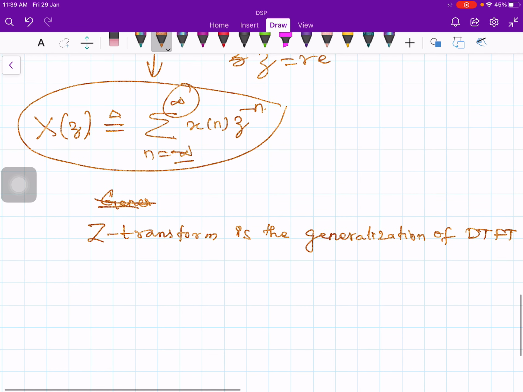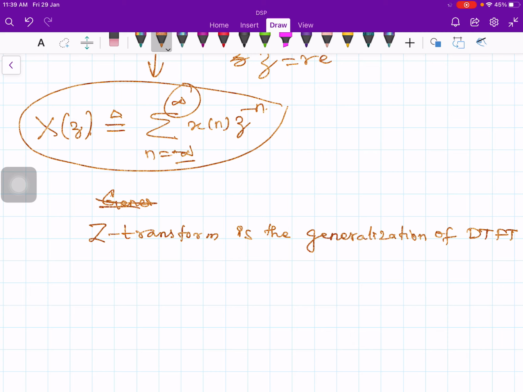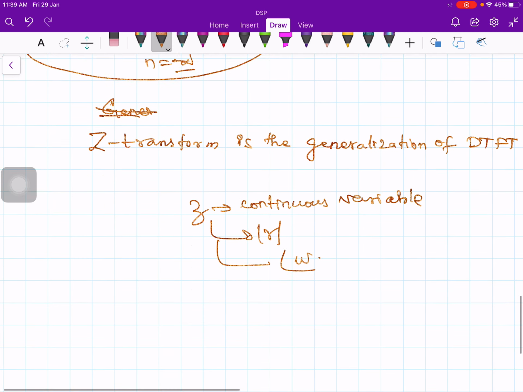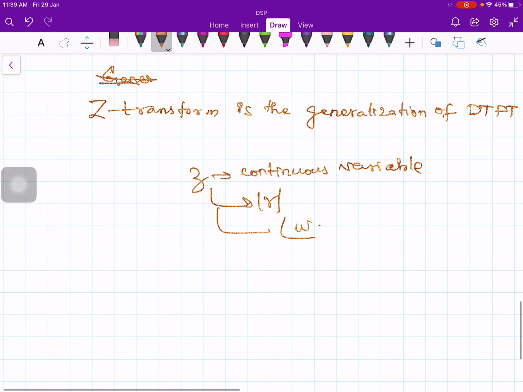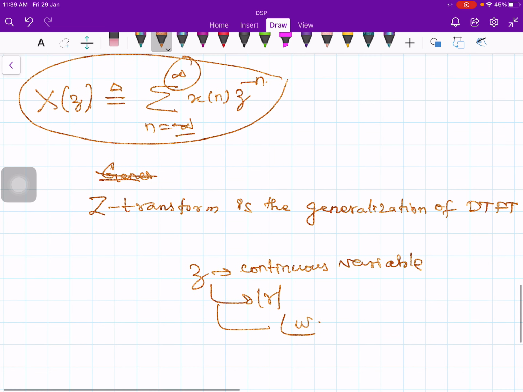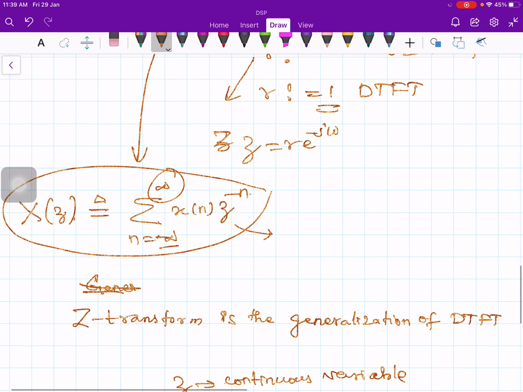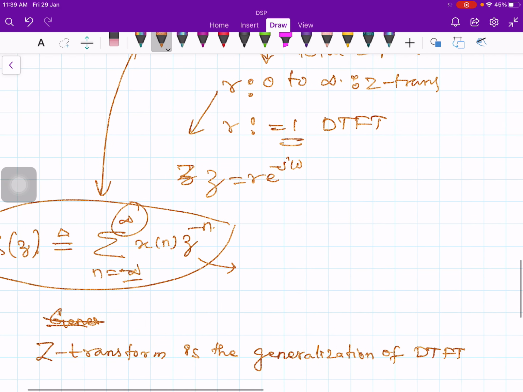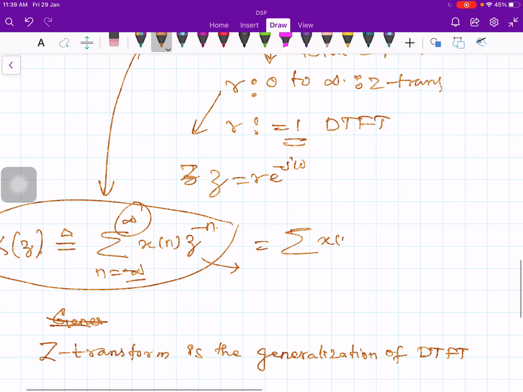Like small z, as you realize, is a continuous variable. Therefore, this has magnitude and this has angle omega. The magnitude is r and the phase angle is omega. Now you also notice this X of z is equal to summation of x of n z to the minus n, and now look at here, this is nothing but summation of x of n r to the minus n e to the minus j omega n.